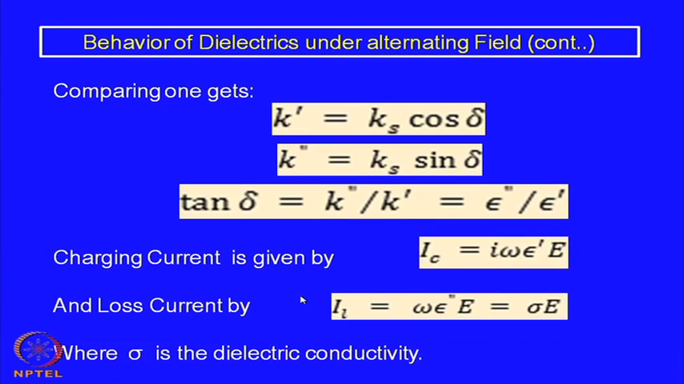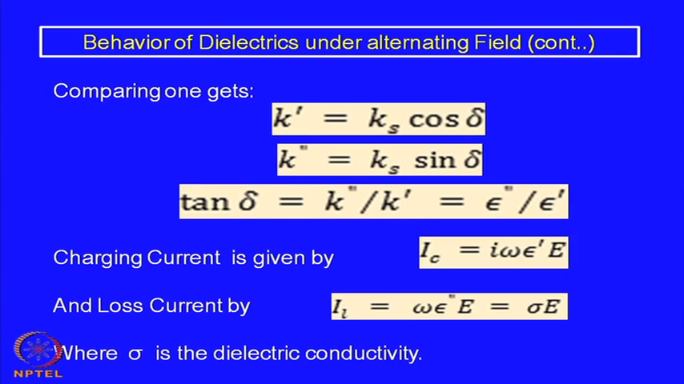Well, to continue the same discussion, k prime, the real part of the dielectric constant, can be represented as k s cos delta, and k double prime equal to k s sin delta. Accordingly, you can have tan delta equal to k double prime by k prime, also equal to epsilon double prime by epsilon prime.